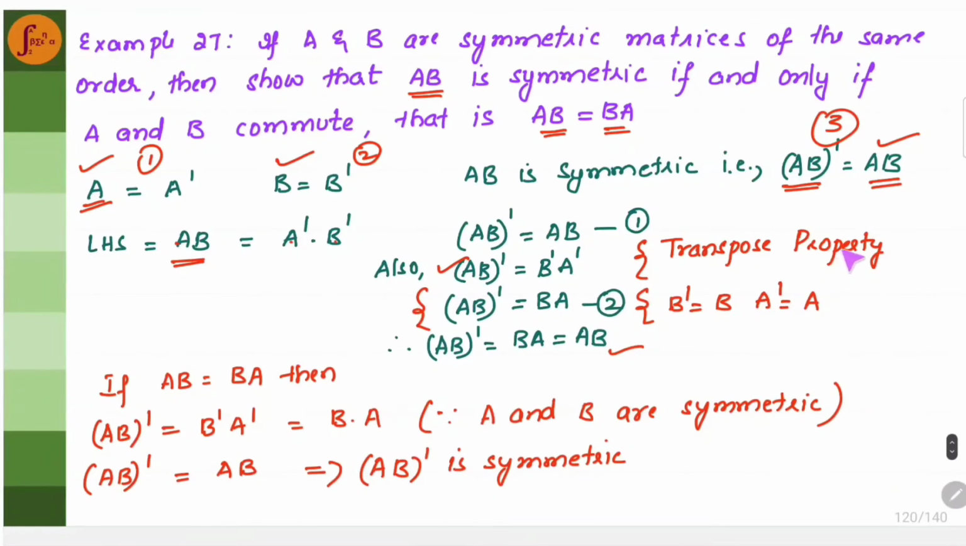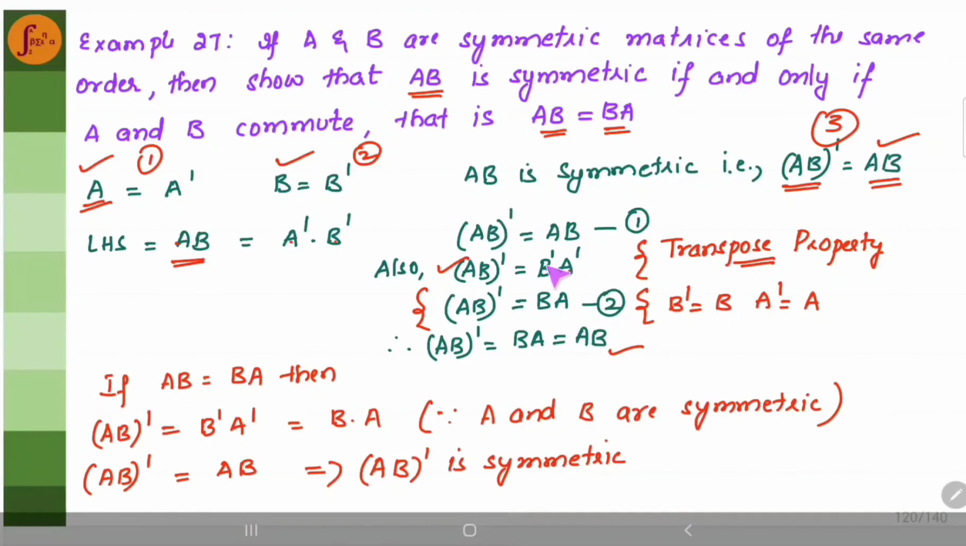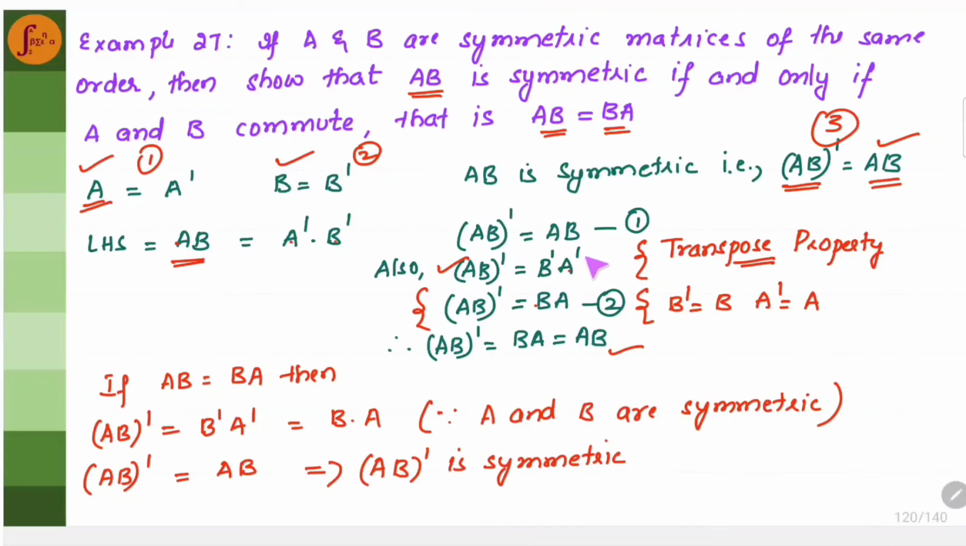Perform a list of operations such that AB transpose becomes AB. By the transpose property, AB transpose is nothing but B transpose into A transpose. This is a transpose property. Then, since B is a symmetric matrix, B transpose is equal to B and A transpose is equal to A. They've already told us that A and B are symmetric matrices. So we substitute B transpose and A transpose as B and A. So, AB transpose is equal to BA.